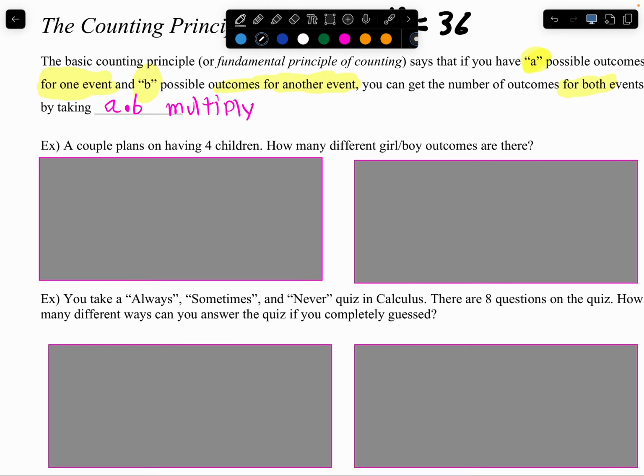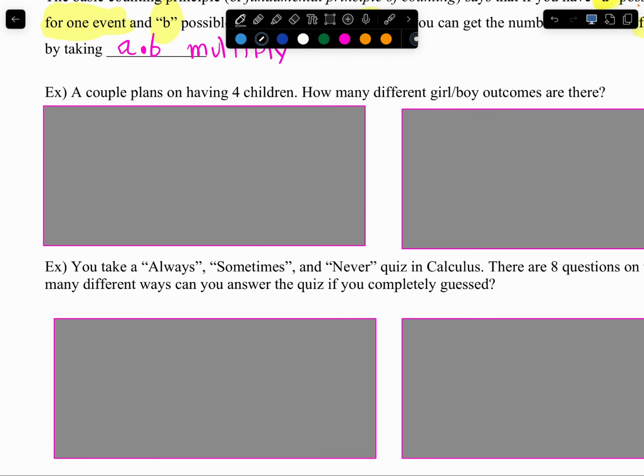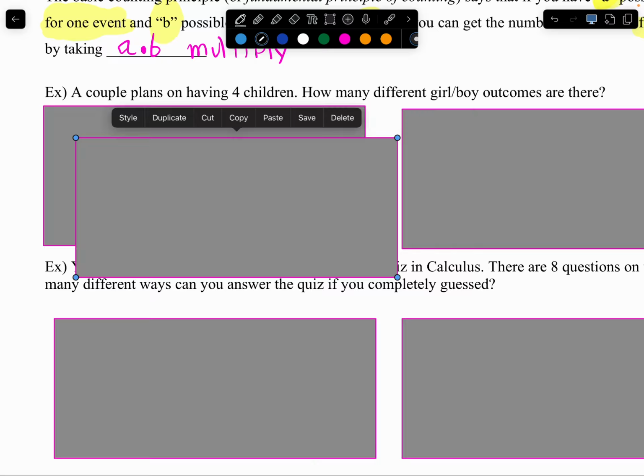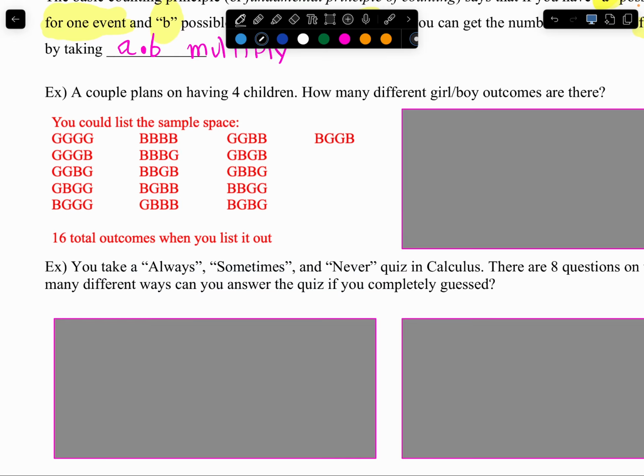Okay, so let's start with this. A couple plans on having 4 kids. Oh, they're crazy. How many different girl-boy outcomes could there be? So the first birth, the second birth, the third birth, the fourth birth. As we look at it, we might think, well, there's 4 different births. It could be girl, girl, girl, girl. Whoops. Girl, girl, girl, boy. We could list them out like this, right? And we'd have a bunch of them.